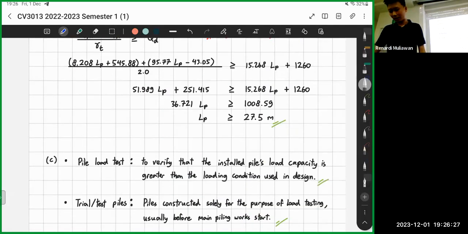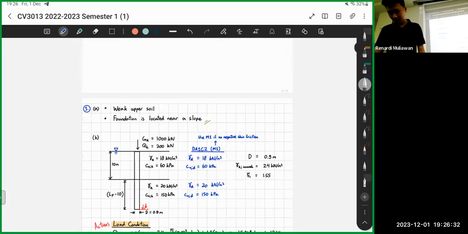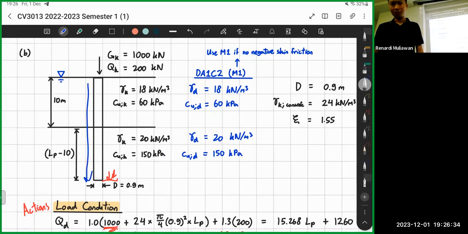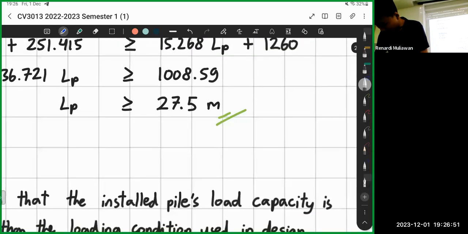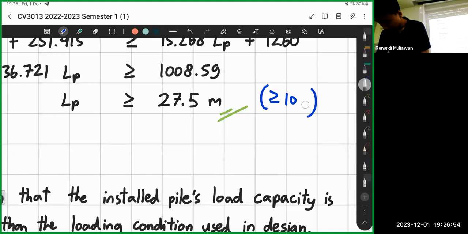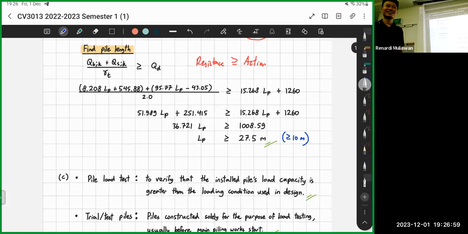Actually, if your Lp is 27.5, our assumption is Lp extends below 10. So we always need to cross check. If your Lp is somewhere here, then you need to redo. But it rarely happens, usually the pile is very deep. So bigger than 10. If you really have no time, just say check field.